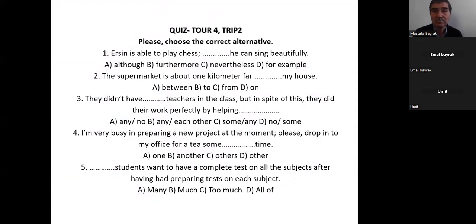Although, furthermore, nevertheless, for example. So the correct answer is furthermore and group. We will study them in the advanced level. Let me say it once, okay? Ersin is able to play chess and he can sing beautifully. Okay. We cannot say but here.